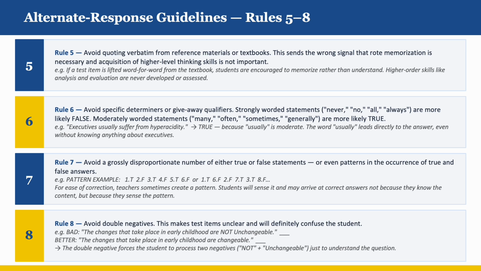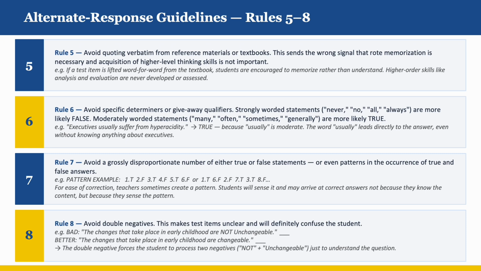Okay, rule number 7. Avoid patterns. If your answer goes TF, TF, TF, students will figure it out and write the pattern to a perfect score without knowing a single thing. So mix up your true and false answers randomly. No sequences, no predictable patterns.